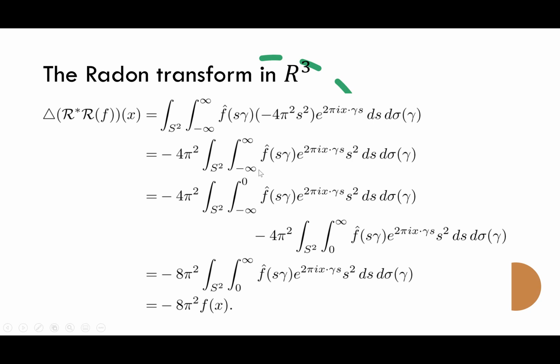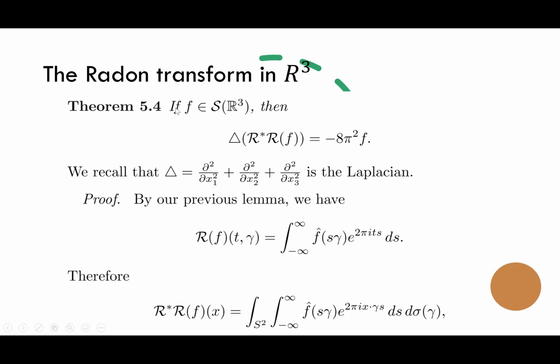And then we simplify this. If you take all those steps, this will become negative 4 pi squared with a double integral. After all those simplifications, we get negative 8 pi squared f of x. Which means if f is in S(R3), then the Laplacian of R star Rf is equal to negative 8 pi squared f. So we successfully linked Rf to f.